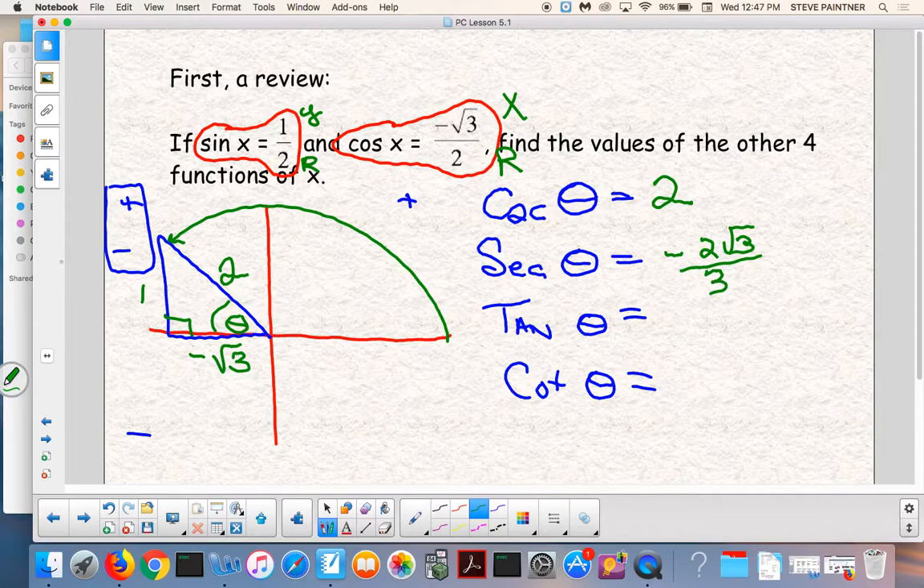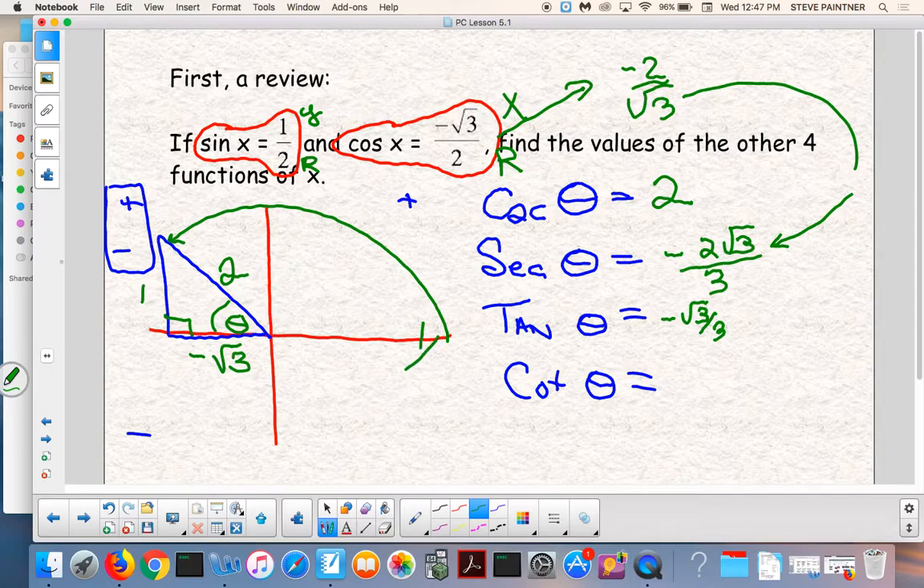3. Okay. And really, for this one, are you just basically flipping this? Yeah. And you're going this way? Okay. Tangent is what? Jaden, what is it? Negative square root of 3 over 3. Okay, negative square root of 3 over 3. And again, that comes basically from saying opposite over adjacent. Cotangent is what? Gage? What? Negative root 3? Okay, good.